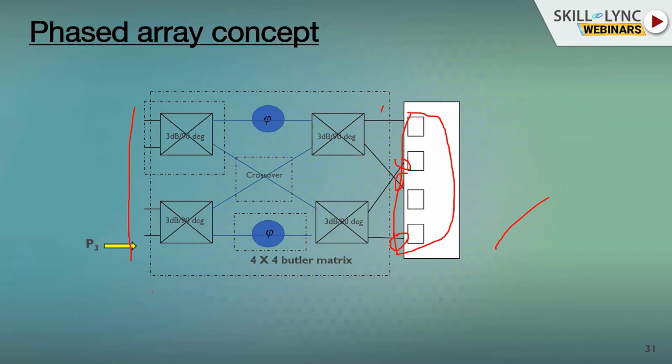Next, I will excite this port, I will get a beam like this. Next, I will excite another port, this port, and I will get a beam like this. So this is how the phased array works. By controlling the excitations, we can steer the beam wherever we want.